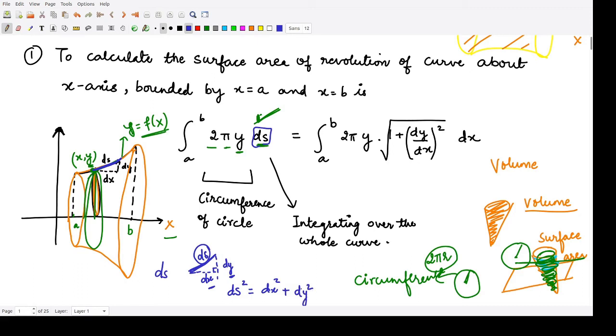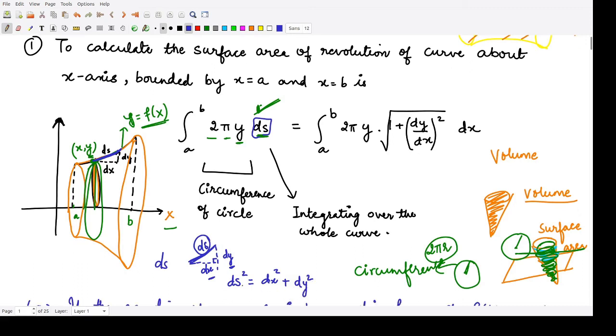So from here I can calculate the value of ds. The value of ds would be nothing but the square root of dx square plus dy square, and I can take this dx square common from it. So it would be 1 plus dy by dx whole square, multiplied by dx square, right?